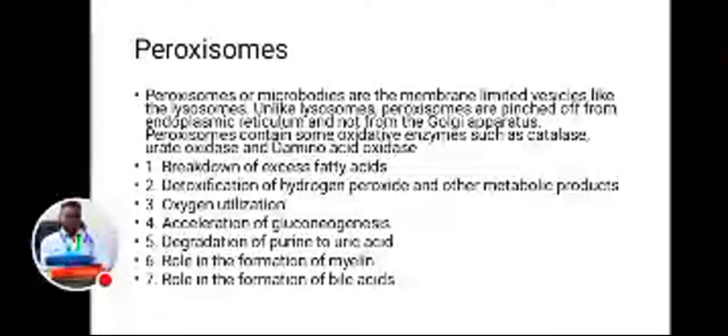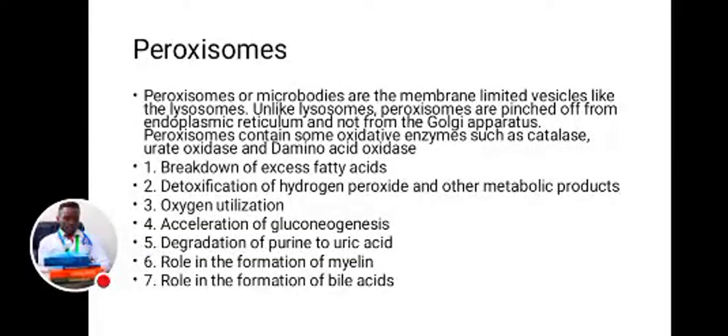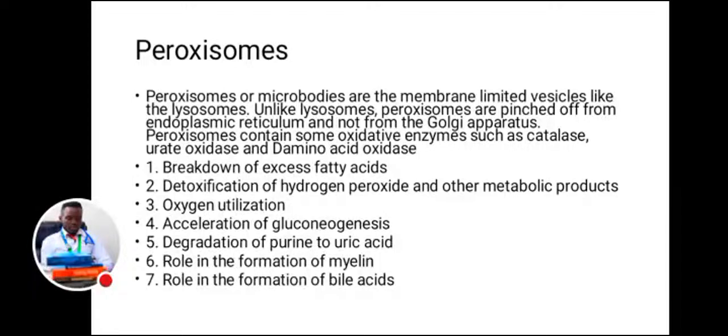Then the peroxisomes, or microbodies. These are membrane-limited vesicles like the lysosomes. Unlike lysosomes, the peroxisomes are pinched off from the endoplasmic reticulum and not from the Golgi apparatus. Peroxisomes contain some oxidative enzymes such as catalase and urate oxidases, as well as amino acid oxidases. The peroxisomes have 7 functions.